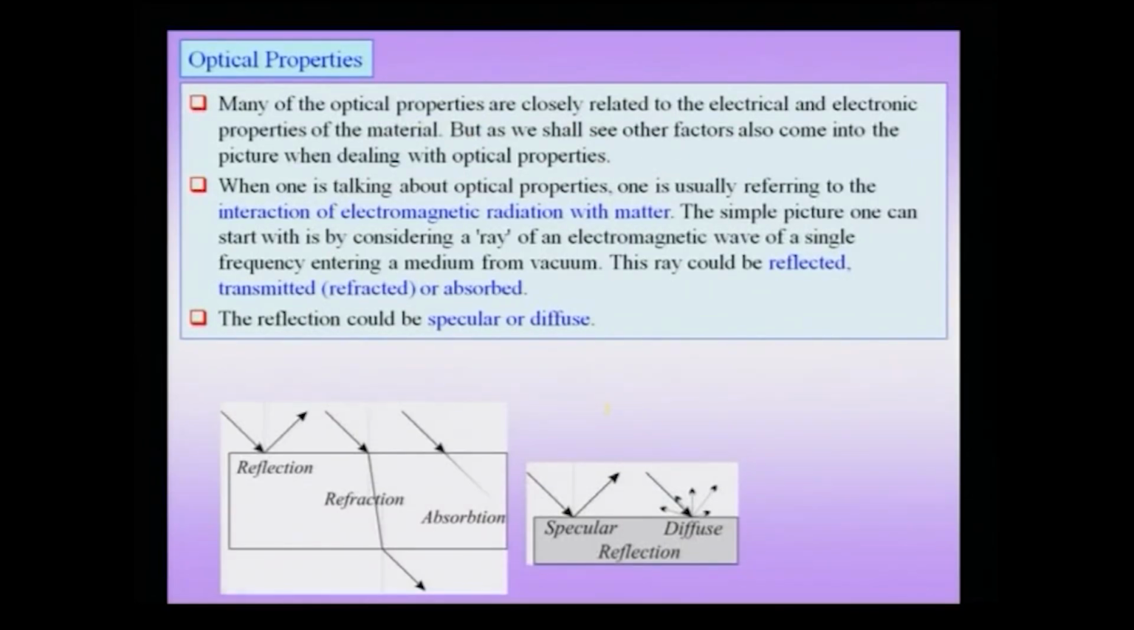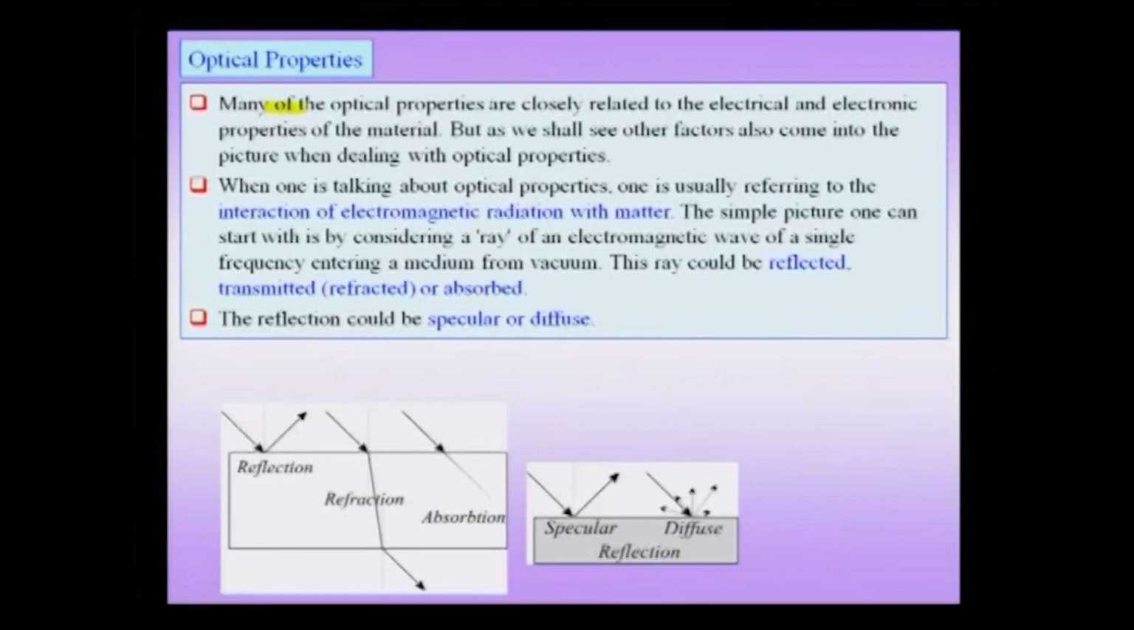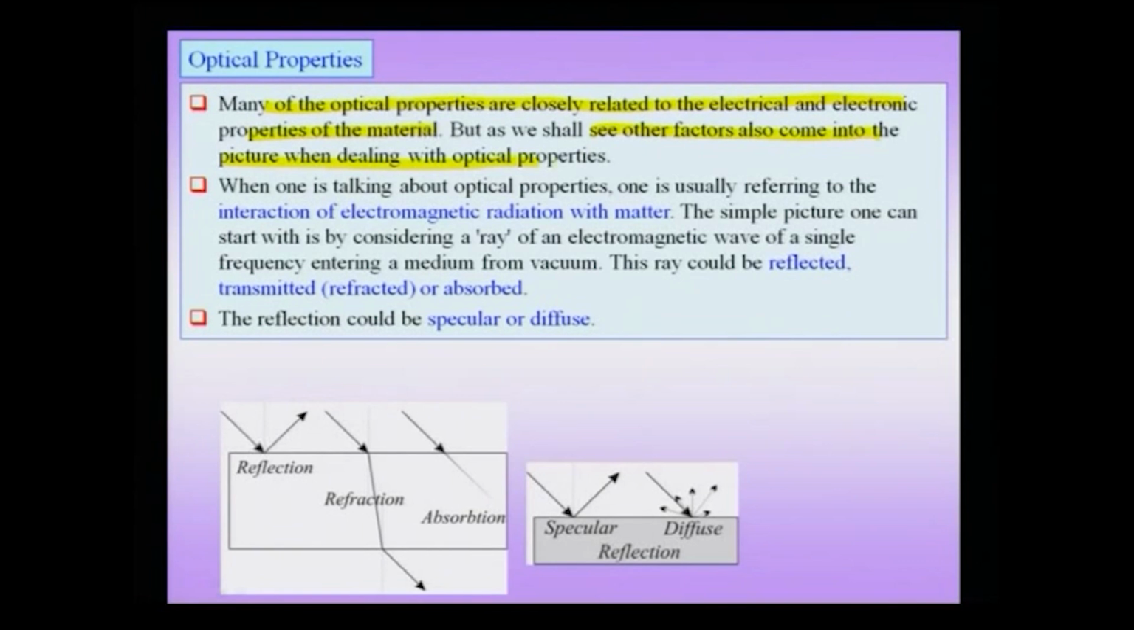First we start, as I pointed out, with a broad overview of what we mean by optical properties, what the possibilities are, then we take up specific examples in nanostructured materials. Many of the optical properties are closely related to the electrical and electronic properties of a material. So, optical property is a natural consequence of the electrical and electronic structure of a material. This is as expected, but then other factors also come into play when we are dealing with optical properties, which include for instance the arrangement of atoms and the spatial distribution of the scatterers, etc., and this plays an important role in determining the optical properties.